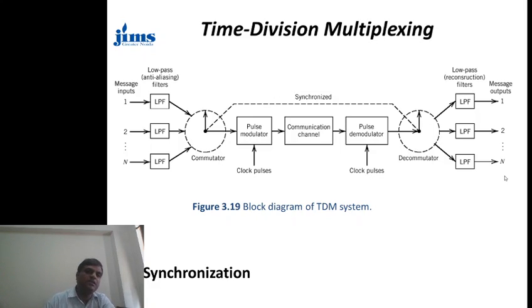So these are basically the ways of time division multiplexing techniques. So that's all about time division multiplexing.